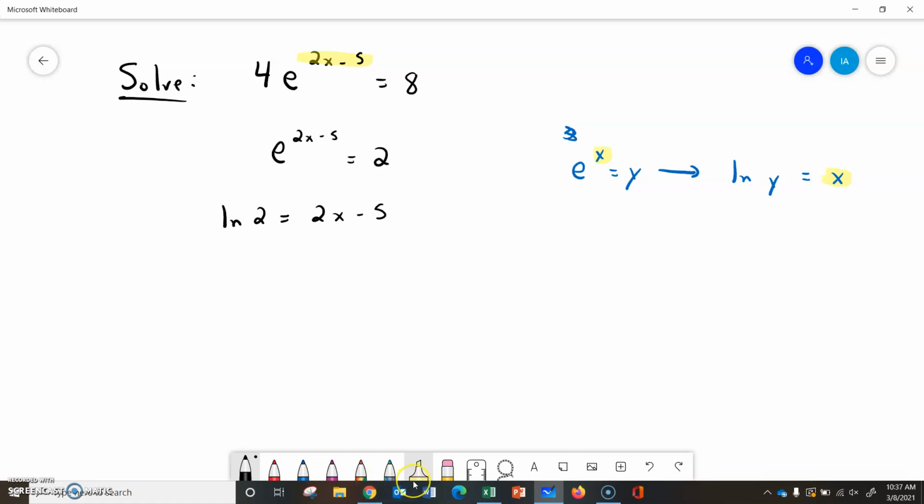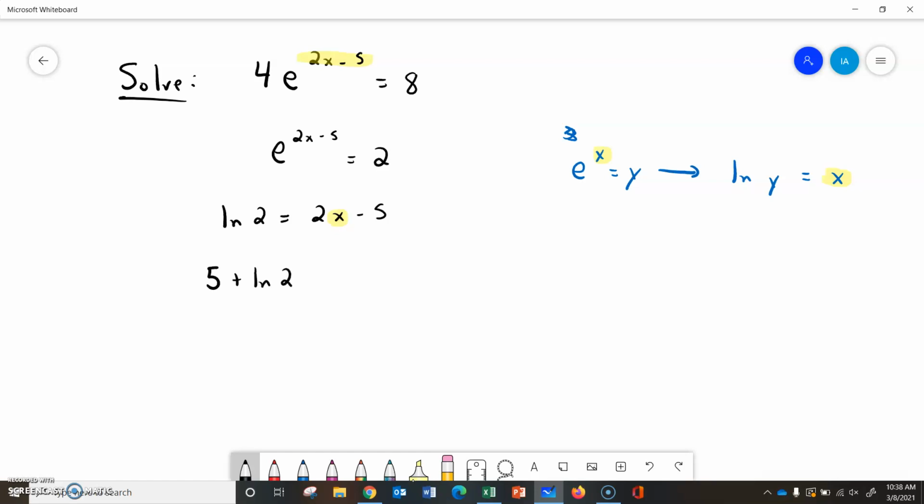So now I just need to get this x itself by itself. So we will add 5 to both sides. So that'll be natural log of 2 plus 5, making sure that we don't put that 5 inside the natural log. So let's just rewrite it a little bit differently. Let's put the 5 out front, 5 plus natural log of 2. That might be a little bit easier way to do it.